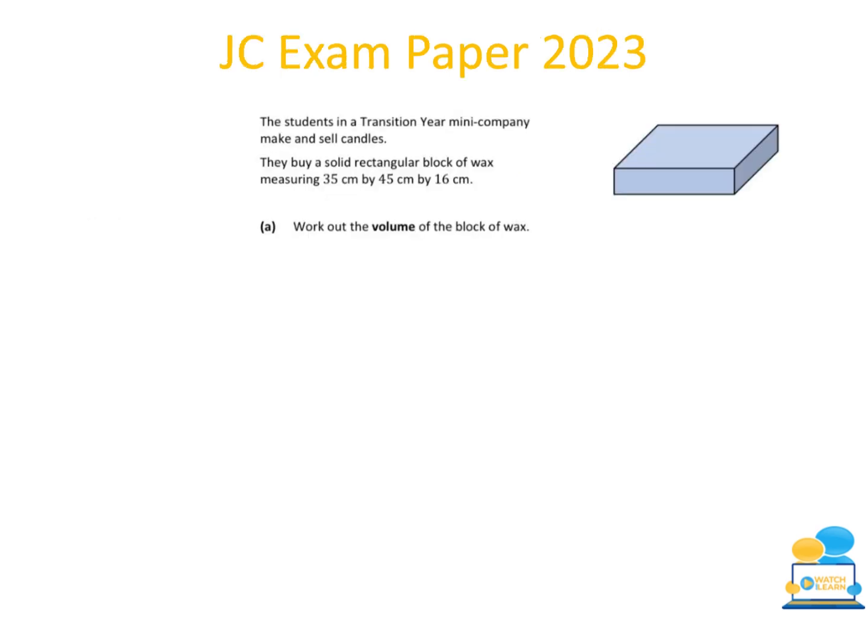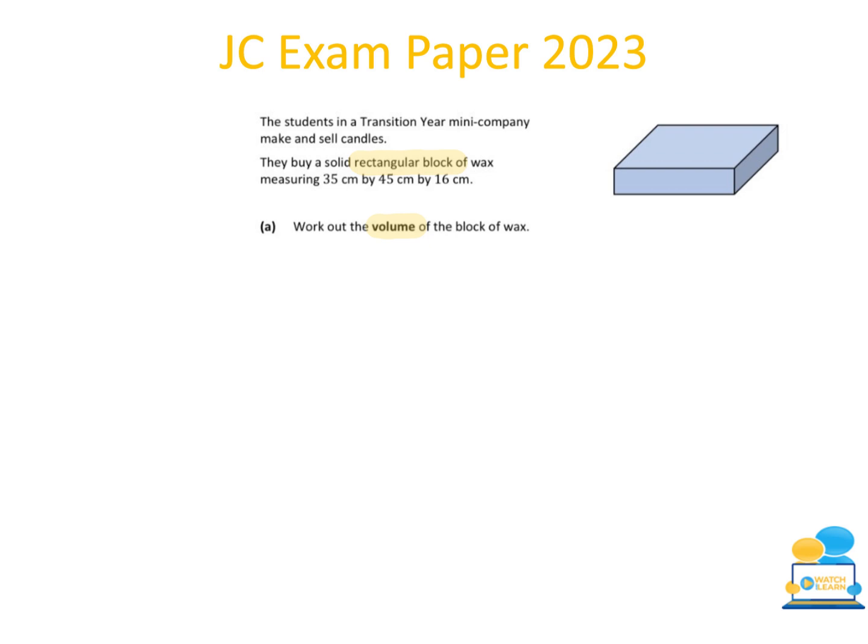Okay, so let's start looking at some exam paper questions. This question comes from the 2023 paper and it asks, the students in a transition year mini company make and sell candles. They buy a solid rectangular block of wax measuring 35 centimetres by 45 centimetres by 16 centimetres. Part A of the question asks us to work out the volume of the block of wax. So the key points of this question, they want us to find the volume, and the shape that we're looking to find the volume of is a rectangular block. Another word for a rectangular block will be a cuboid.